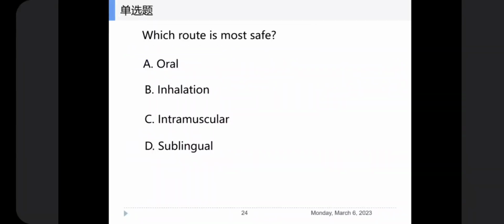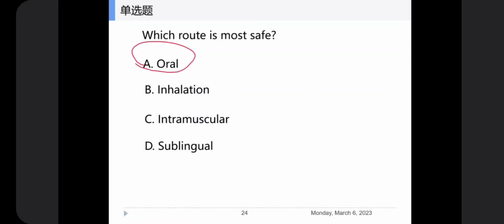Okay, let me give you a question. Which route is most safe among the following administration routes: oral, inhalation, intramuscular administration, or sublingual administration? Which one do you think is very safe for our body? Yeah, very good. Most of you choose the oral. That's right.